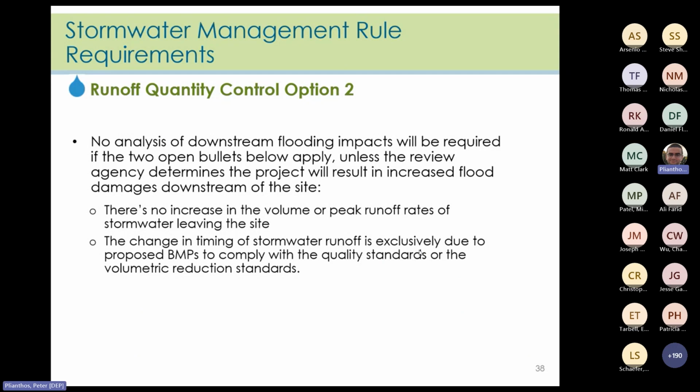So let's rephrase that new subparagraph under option 2 here. Let's get a little deeper into it. No analysis of downstream flooding impacts will be required if the two open bullets shown on the slide apply, unless the review agency determines the project will result in increased flood damages downstream of the site. The open bullets are: there's no increase in the volume or peak runoff rates of stormwater leaving the site, and the change in timing of stormwater runoff is exclusively due to proposed BMPs to comply with the quality standards or the volumetric reduction standards.